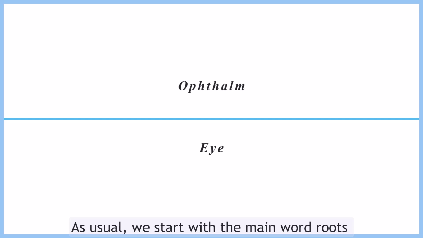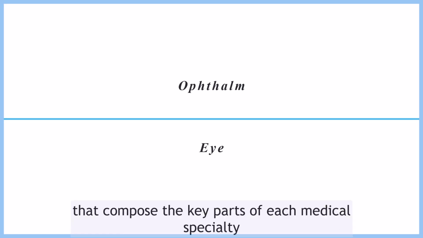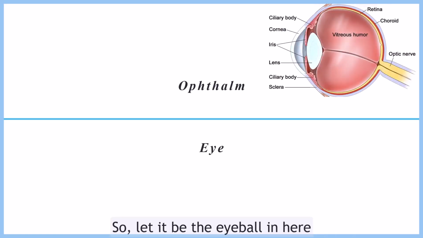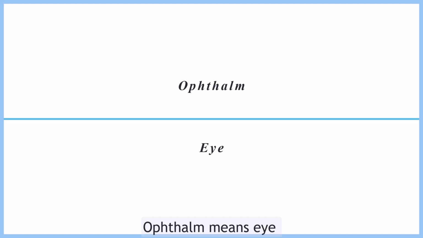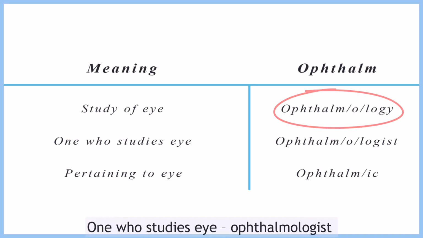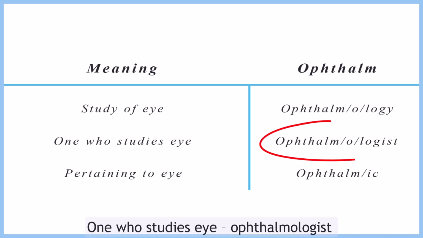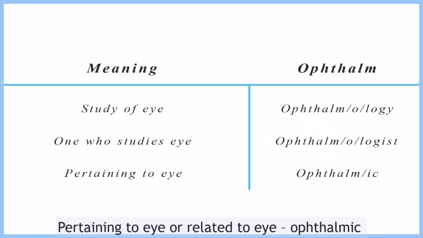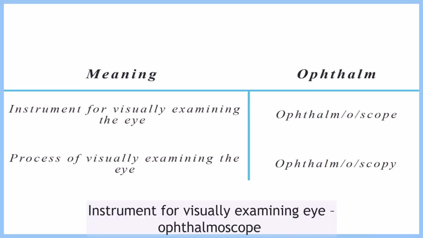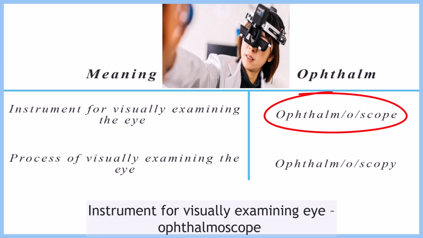As usual, we start with the main word roots that compose the key parts of each medical specialty. So let it be the eyeball in here. Ophthalm means eye. Study of eye, ophthalmology. One who studies the eye, ophthalmologist. Pertaining to eye or related to eye, ophthalmic. Instrument for visually examining the eye, ophthalmoscope.